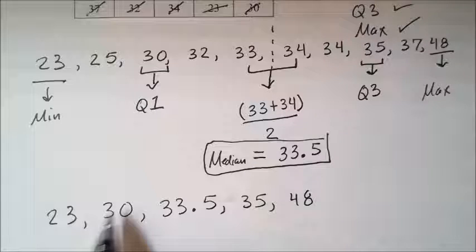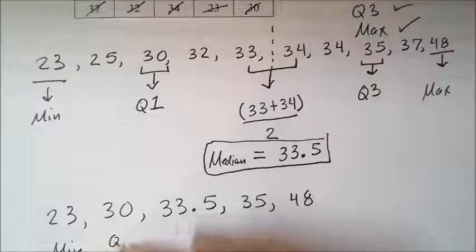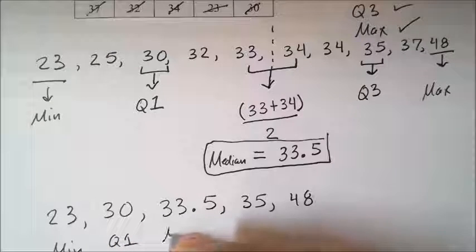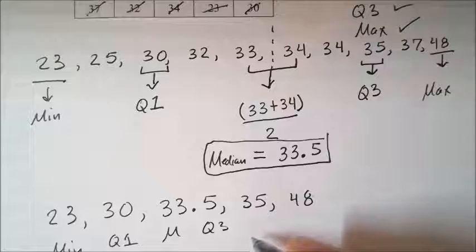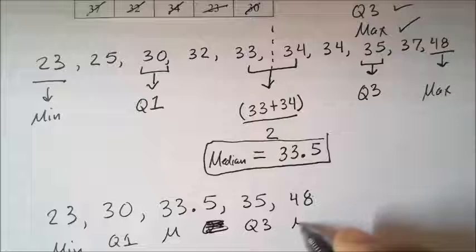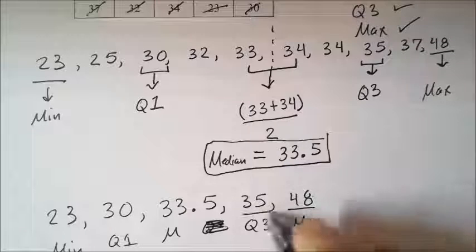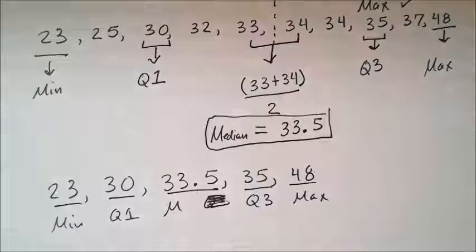And we have 1, 2, 3, 4, 5. This is the min, Q1, the median, Q3, and the maximum value. So all of our numbers are accounted for, and that's our 5-number summary.